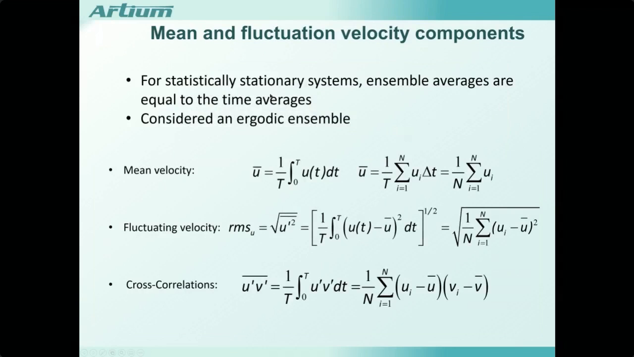But for statistically stationary systems, which these are, the ensemble averages, which is produced by the LDV, are equal to the time averages, and that's considered as an ergodic ensemble. So for the mean velocity, rather than getting it from the continuous measurement, we can get it from the discrete measurements of the velocity. And similarly for the standard deviation and the cross-correlation components, which are the Reynolds shear stresses.